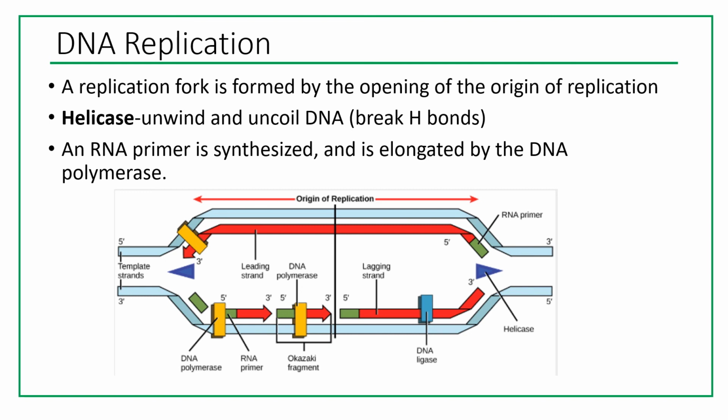Now, DNA replication begins with a replication fork. We have an enzyme called helicase, and helicase unwinds and uncoils DNA, breaking the hydrogen bonds between the nitrogenous bases. Then there's an enzyme called DNA polymerase. DNA polymerase synthesizes the new strand, or daughter strand, of DNA over here and over here.